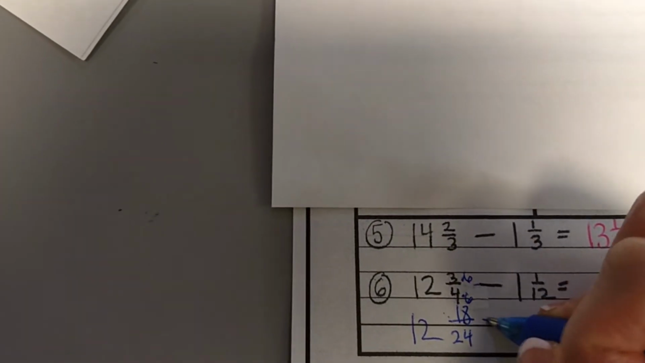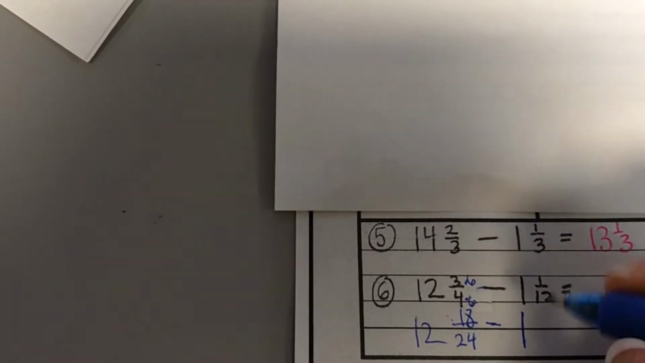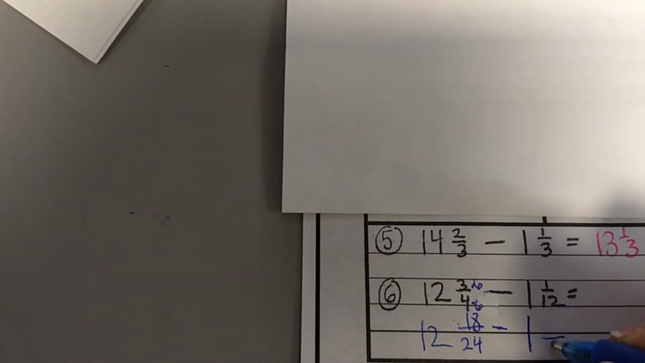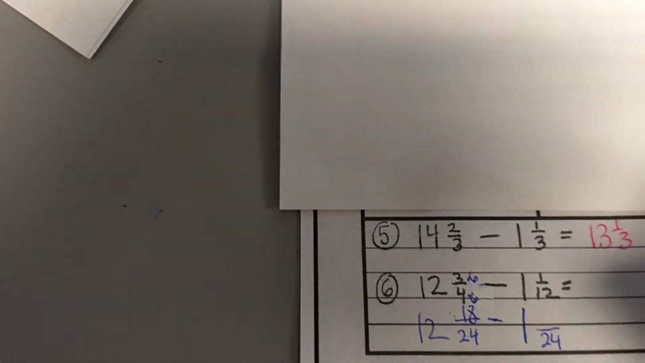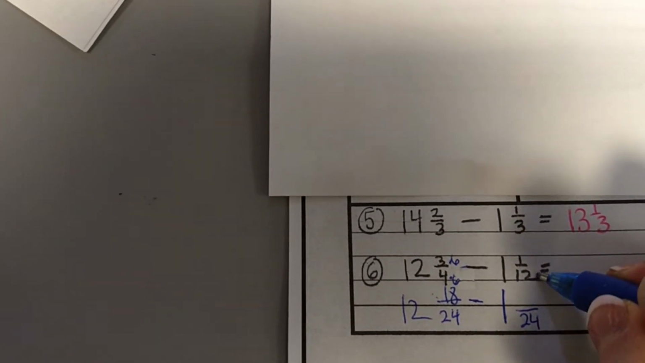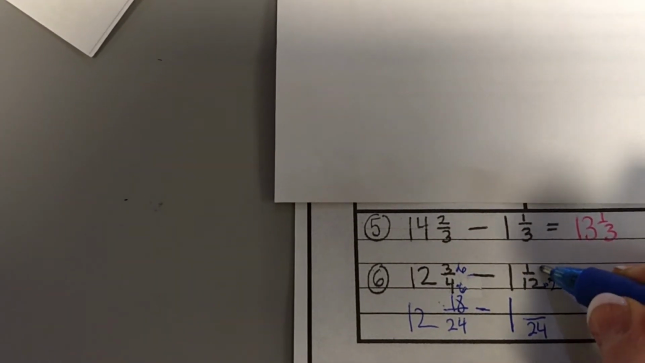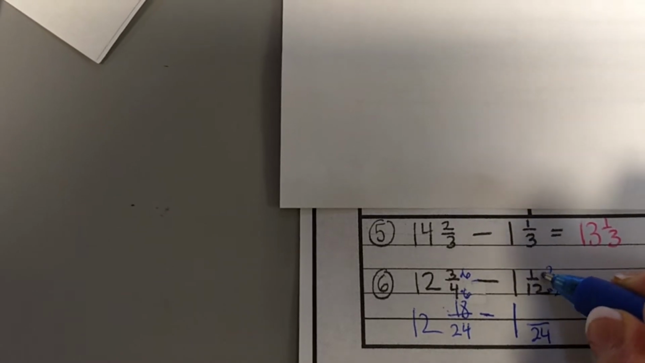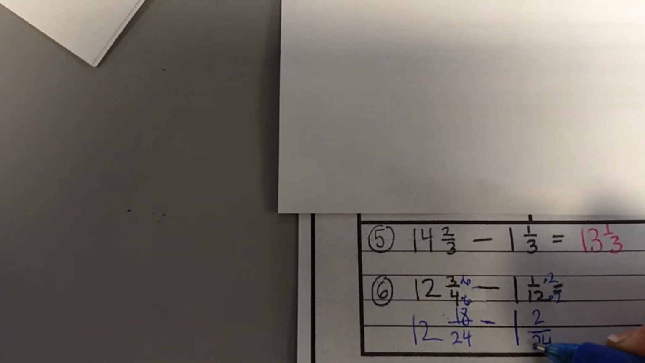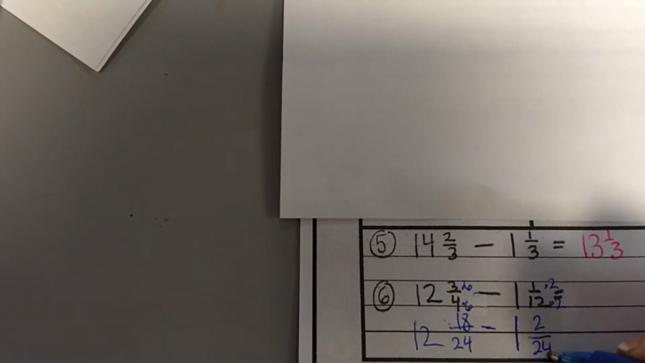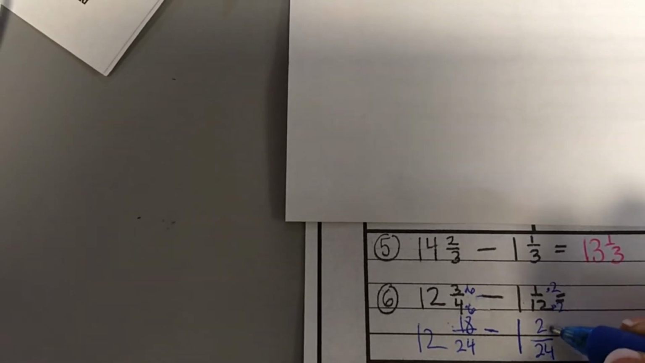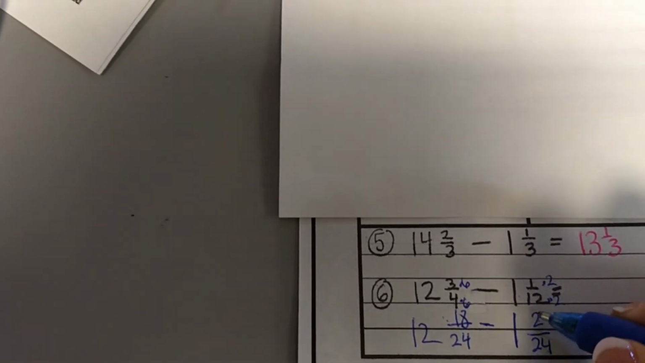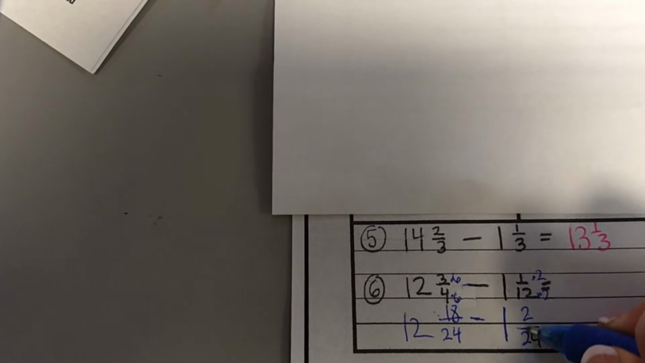All right, now let's keep that one whole right there. And again, we want to have the denominator of 24. So you've got to think to yourself, 12 times what number gives you 24? And that's 2. So I'm going to multiply also the numerator by 2. 1 times 2 is 2. So you should hopefully know that 1 and 2/24ths is equal to 1 and 1/12 because this fraction right here simplifies to this fraction. Therefore, these are equivalent.